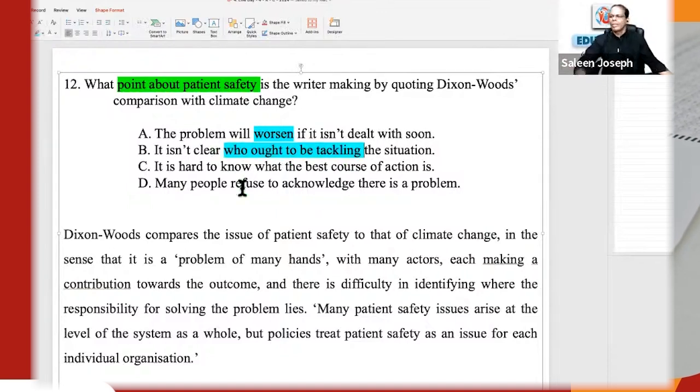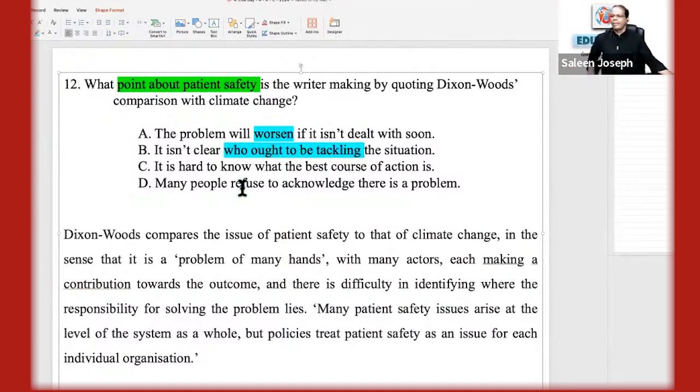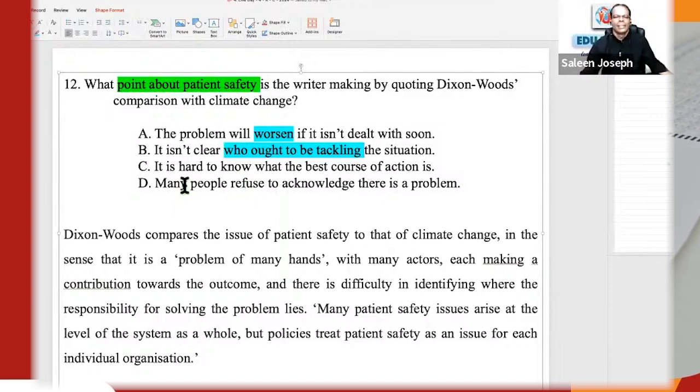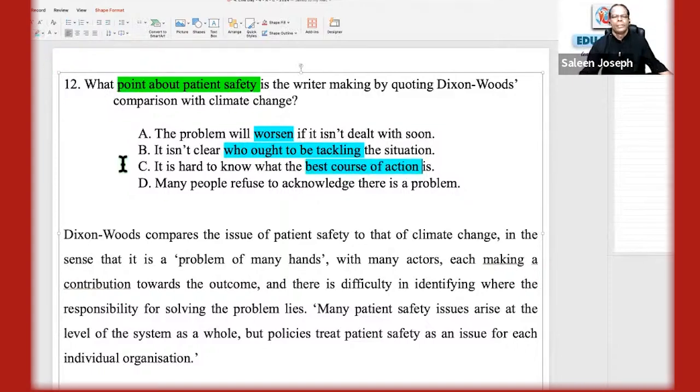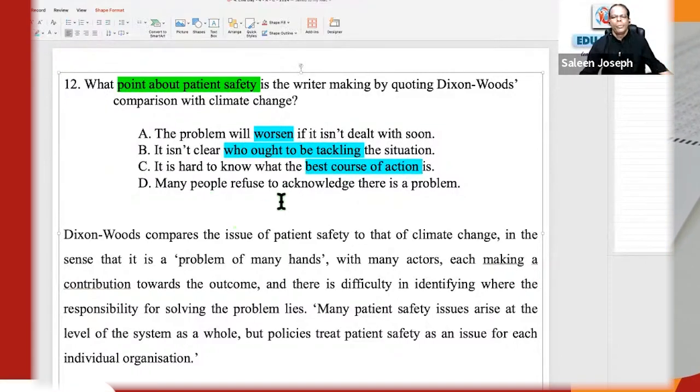First one says problem will worsen if you don't do it very soon, immediately, act promptly. Second one says we don't know who has to do it. It's not clear who has to act. Third one, hard to know what is the best course. They don't know what is the best course of action. Fourth one, many people refuse to acknowledge the problem. Many people say there is no problem at all.